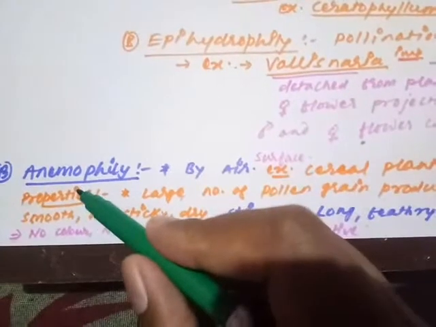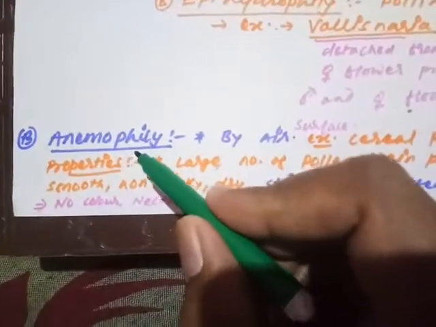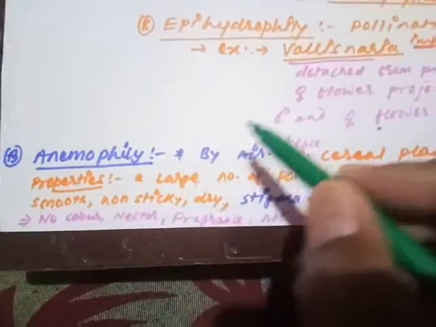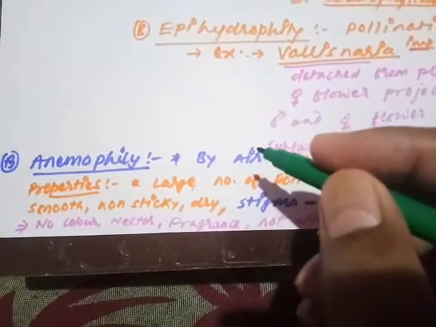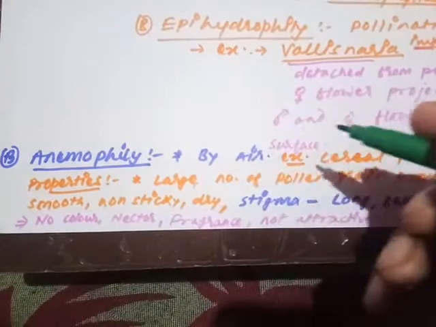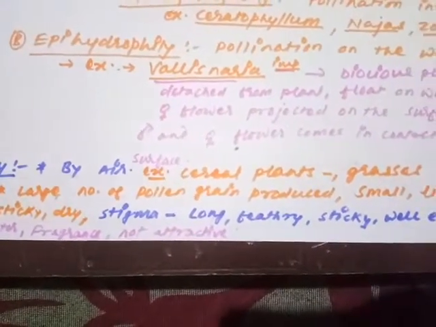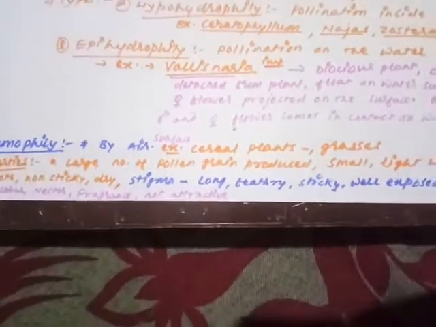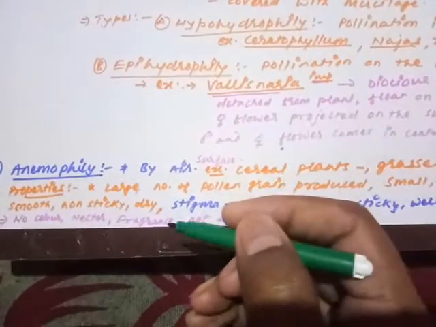So it is clear. Now the next abiotic agency is air. Whenever pollination occurs with the help of air, it is called anemophily, and those flowers are called anemophilous flowers. In which plants? Cereal grains and grasses, basically the monocots, perform anemophilic pollination. What are the properties of them?